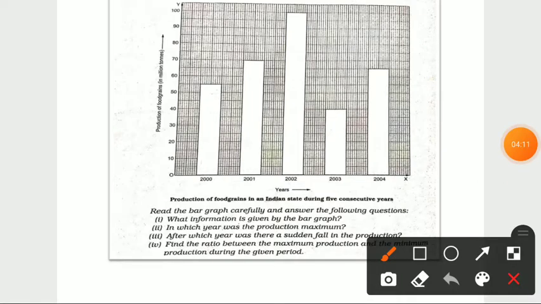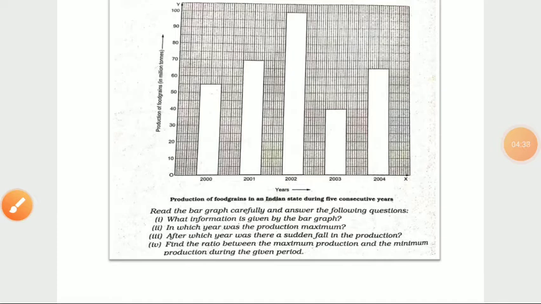What information is given by the bar graph? What information are we getting? We are getting the production of food grains in different years. In which year was the production maximum? You can see this bar is the highest one. So in 2002 the production was maximum.